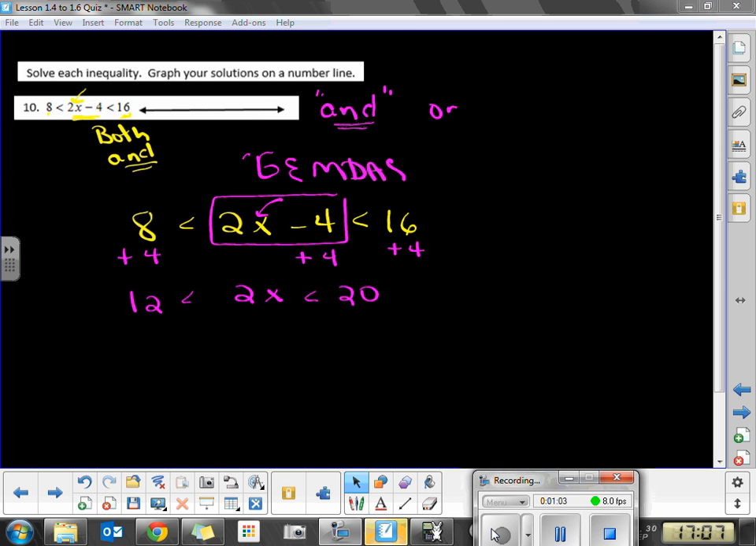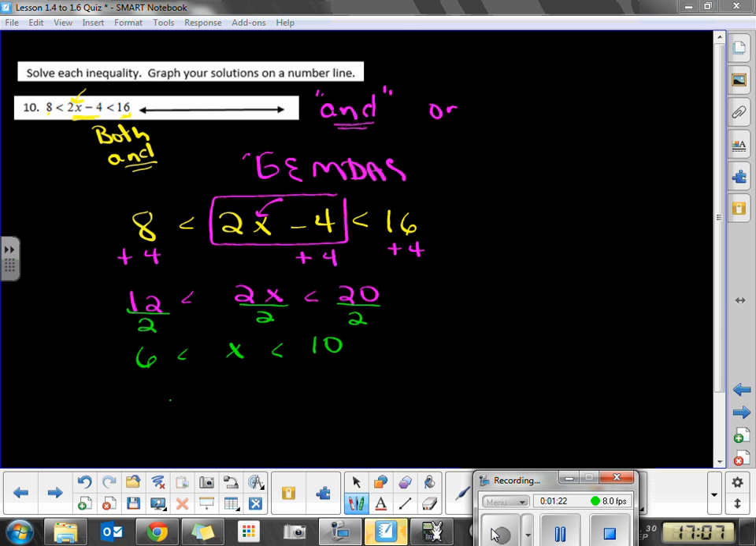Now we can get rid of multiplying by 2 by dividing by 2. So we're going to divide both sides of our inequality by 2. So that means 6 is less than x, which is less than 10. So our solution set should be all numbers that are between 6 and 10.